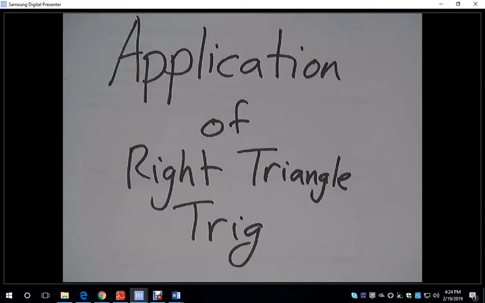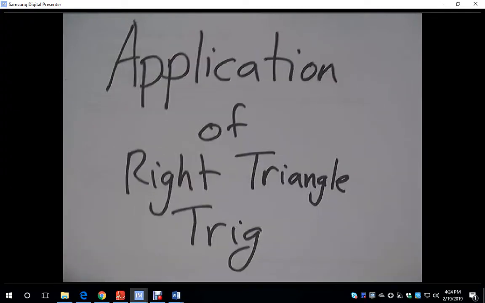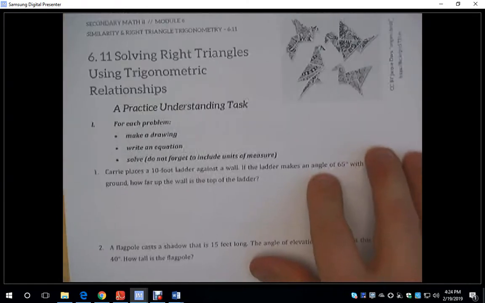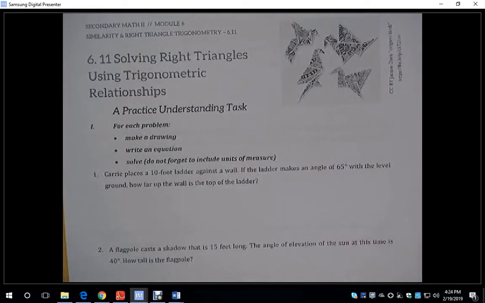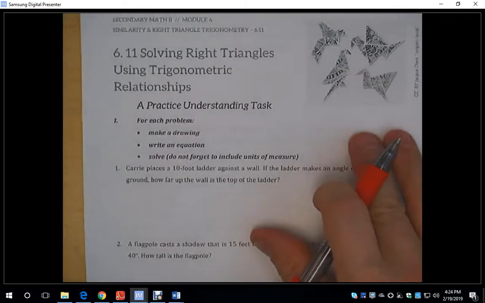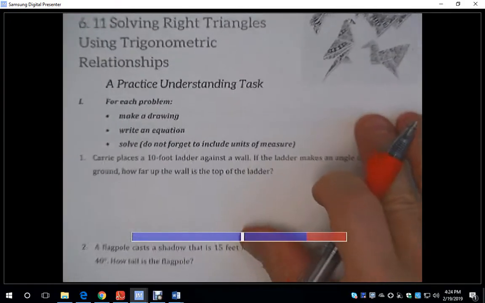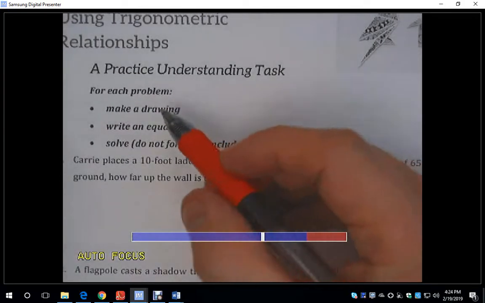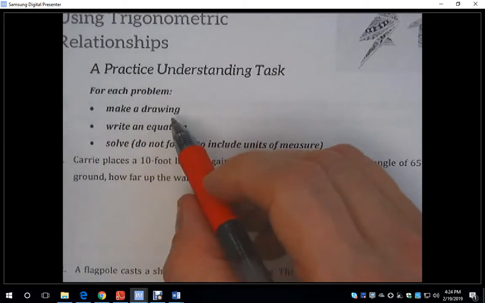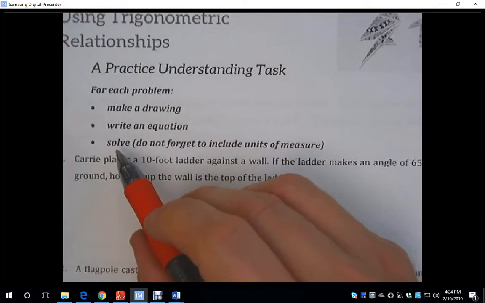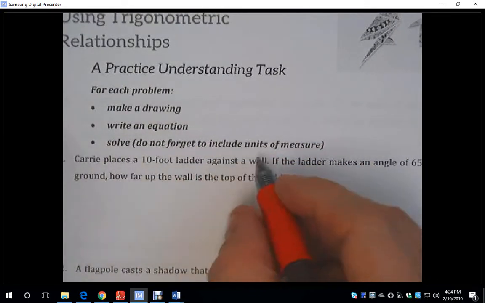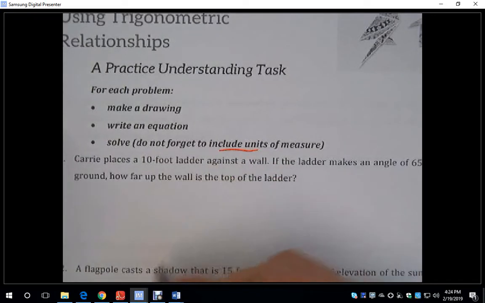This video is going to cover the application of right triangle trig. I am borrowing from mathematicsvisionproject.org, and this is task 6.11. The suggestion given to us is that for each problem, we make a drawing, write an equation, and then solve the equation. And then it reminds us that we need to include the units.